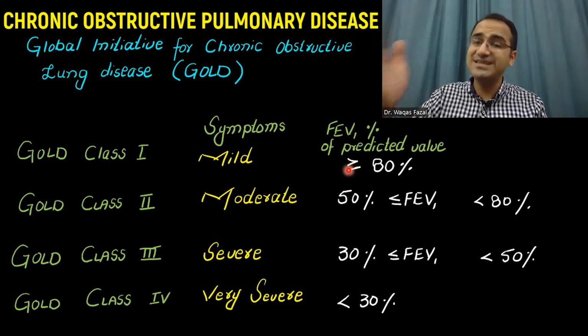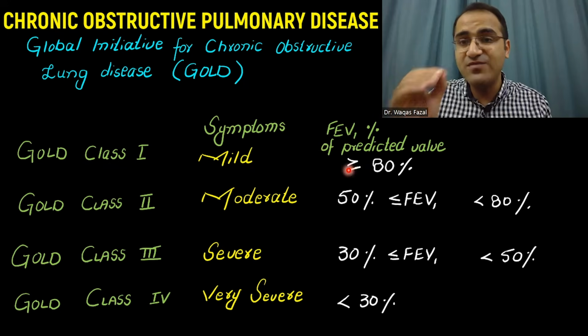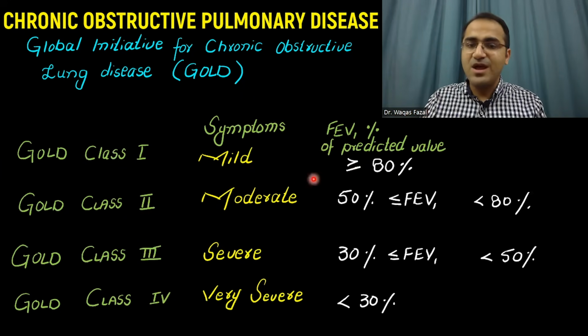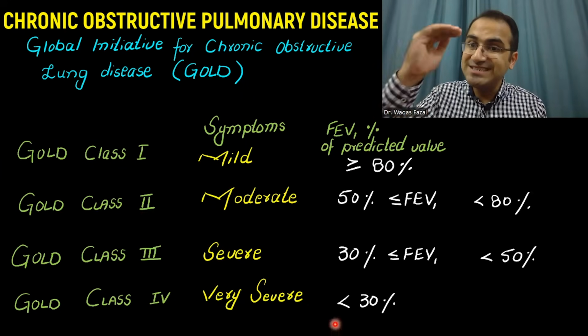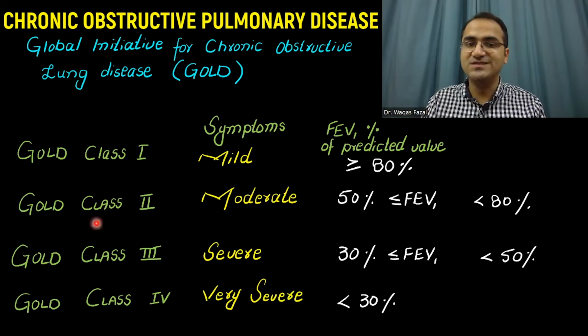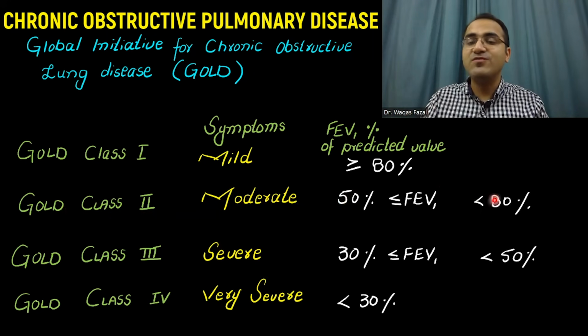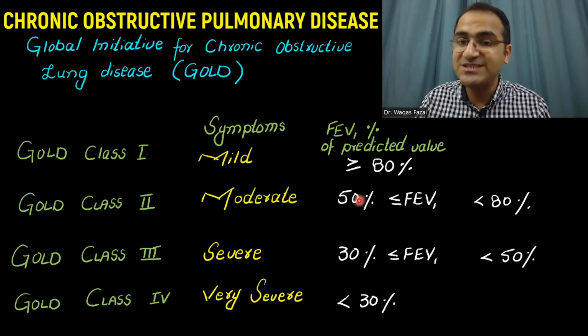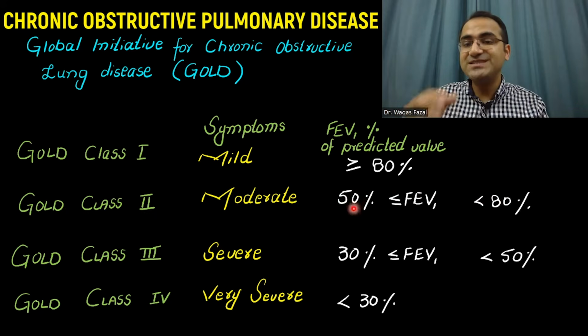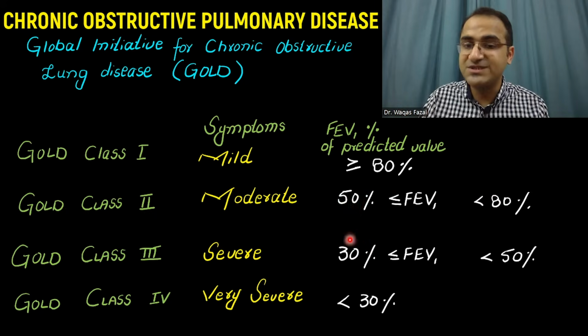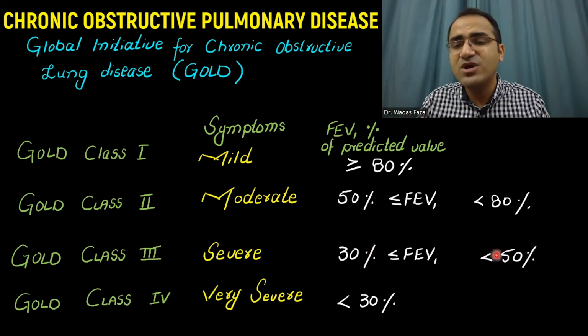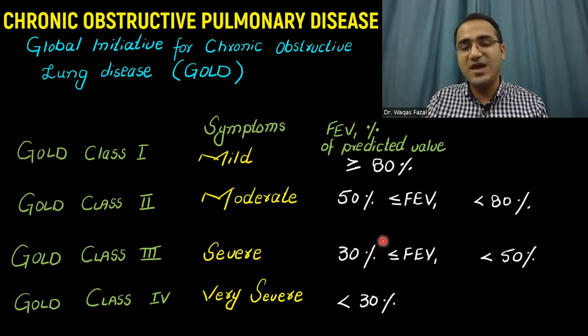If a person has less than 80% of the FEV1, that is abnormal. Now, in the subsequent ones, deduct 30 from each one of these. In GOLD class 2, the patient has moderate symptoms, and if you deduct 30 from 80, it's 50. So the patient is having an FEV1 of 50%. And in class 3, the patient is having severe symptoms, and it is around 30 to 50% of the FEV1.